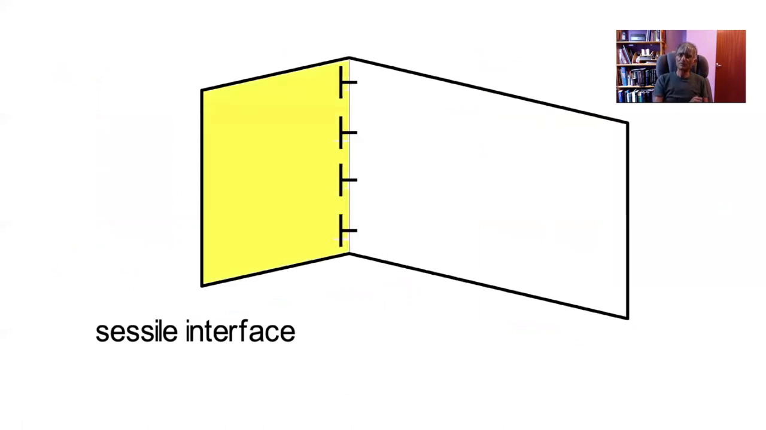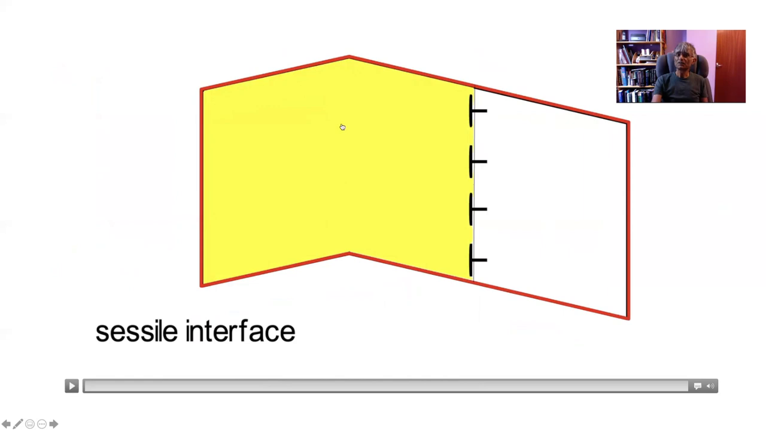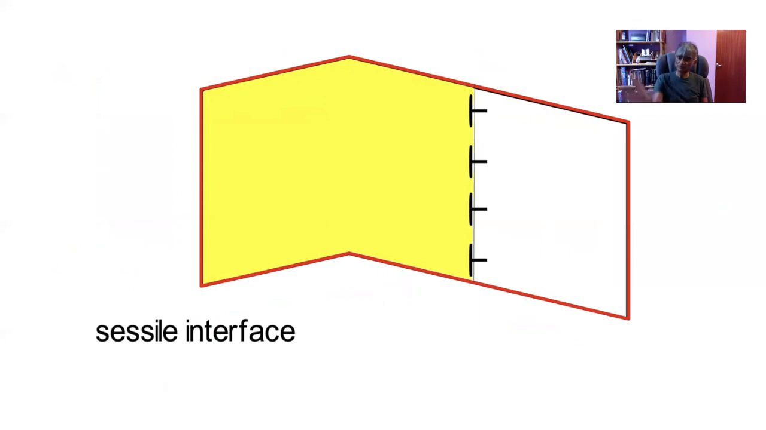Contrast that with the motion of a sessile interface towards the right. Yes, we changed the structure, but the overall shape is completely unchanged because, you know, if diffusion happens, then the atoms can move in a way which will avoid any unnecessary shape change when the crystals are surrounded by so many other crystals in a typical polycrystalline material.